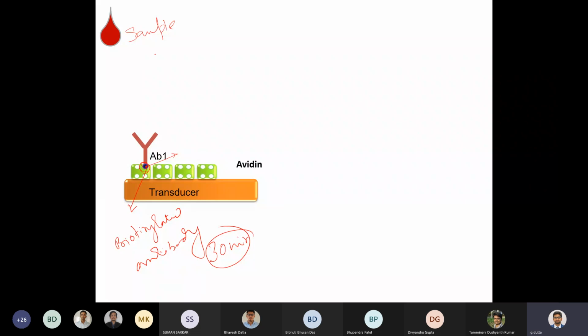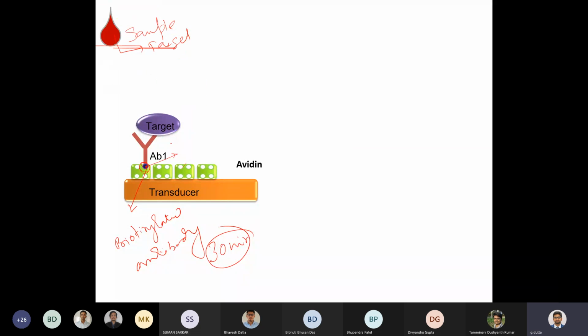Then we use the sample. The sample contains your target, right? If your sample contains the target, then only it will bind. If there is no target, then it will not bind, and the secondary antibody conjugated with the gold nanoparticle also will not bind. We should have the target on the surface. If the target is there, it will bind on one epitope of the antibody, the epitope antibody. Then the target will bind on the surface.